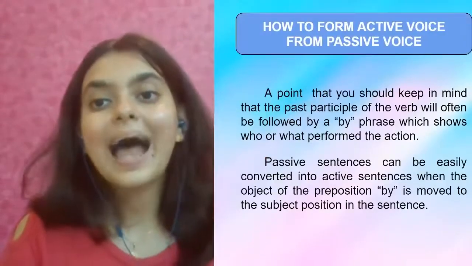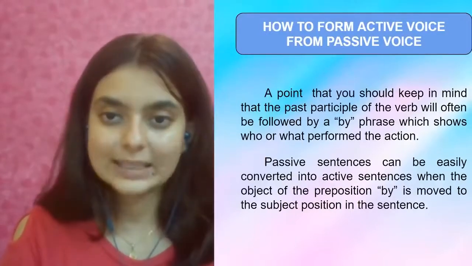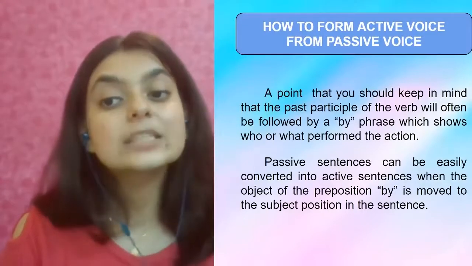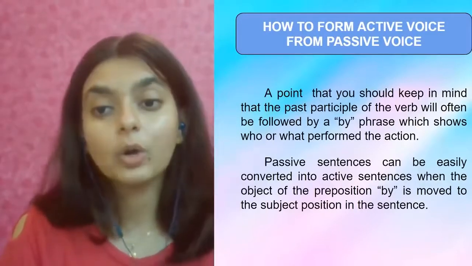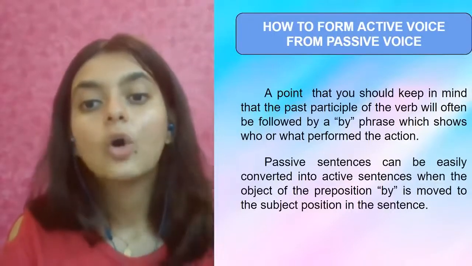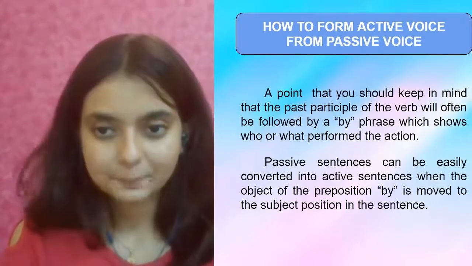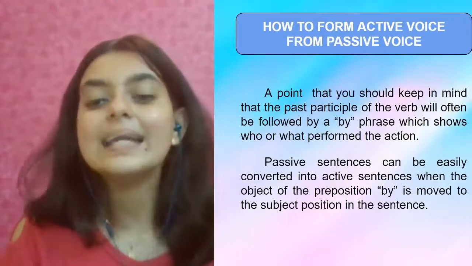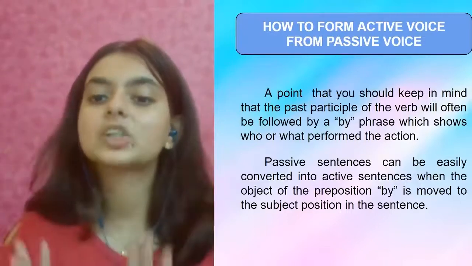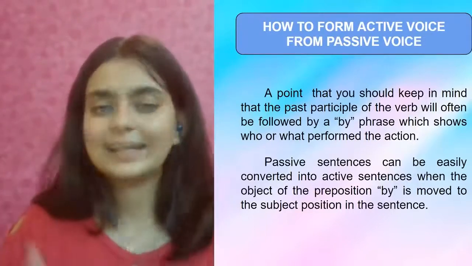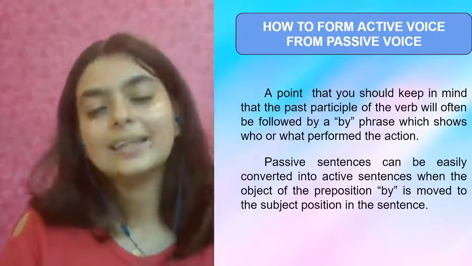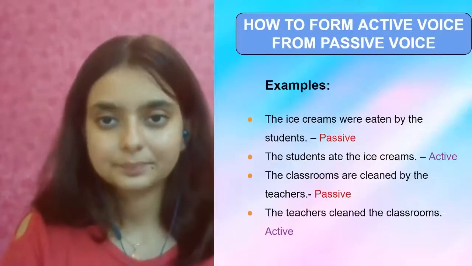Now, how to form active voice from passive voice? A point that we should keep in mind is that the past participle will always be followed by a "by" phrase, okay, which shows who or what performed the action. Passive sentences can be easily converted into active sentences when the object of the preposition "by" is moved to subject. Simple, just the object will come in the beginning in the case of active voice.